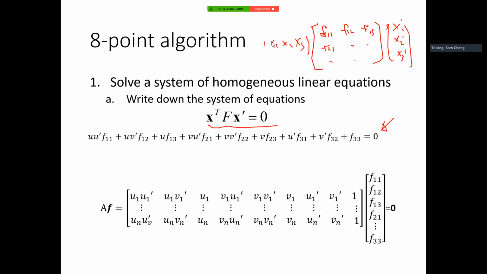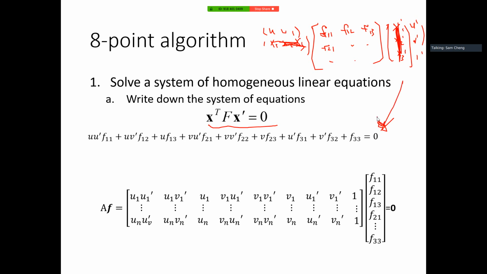Oh, sorry, it's actually not x. It's just homogeneous coordinates. I only have two non-trivial elements here. It's just u', v', and 1, and this is just u, v, and 1 here. So if I expand that, I will have this one equation here.